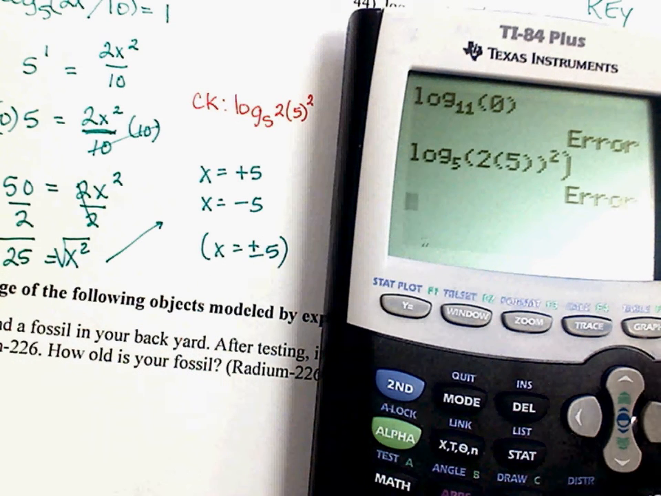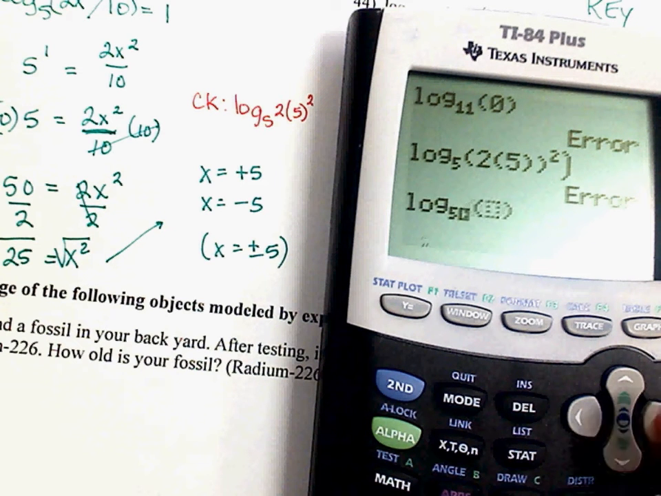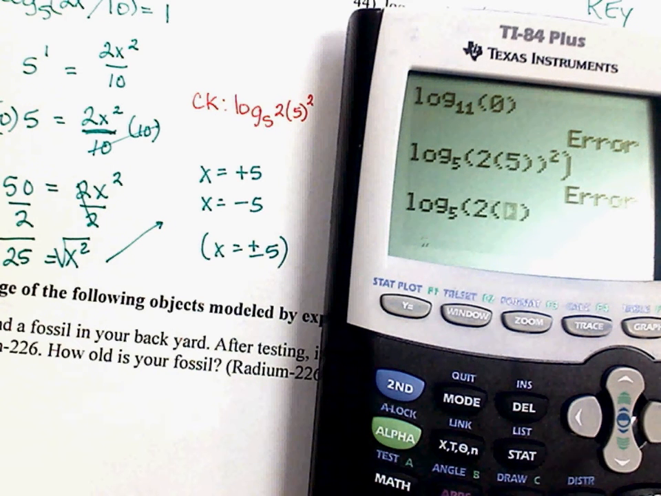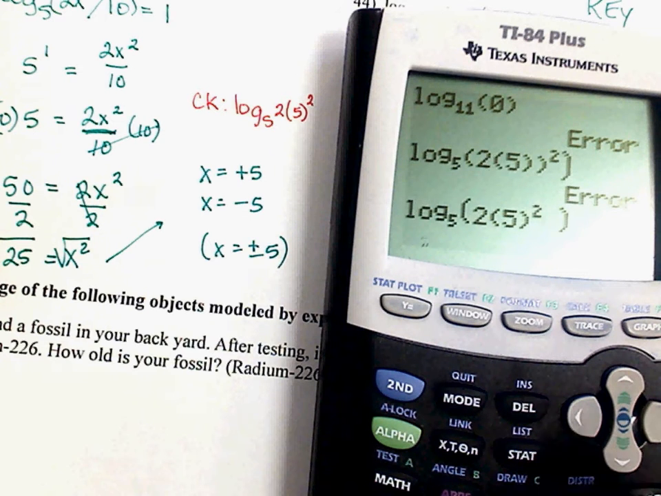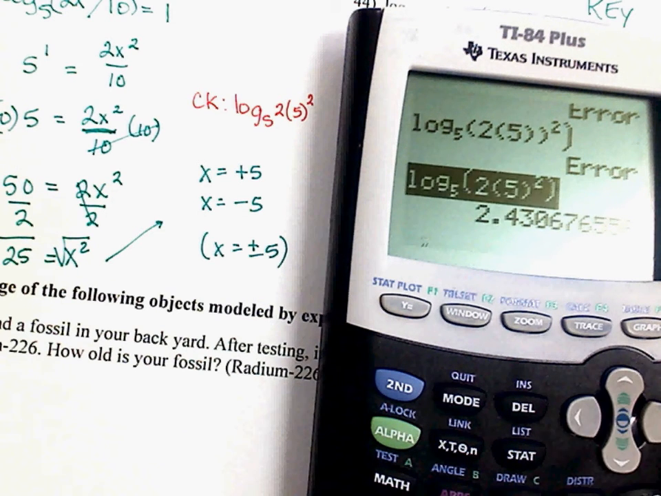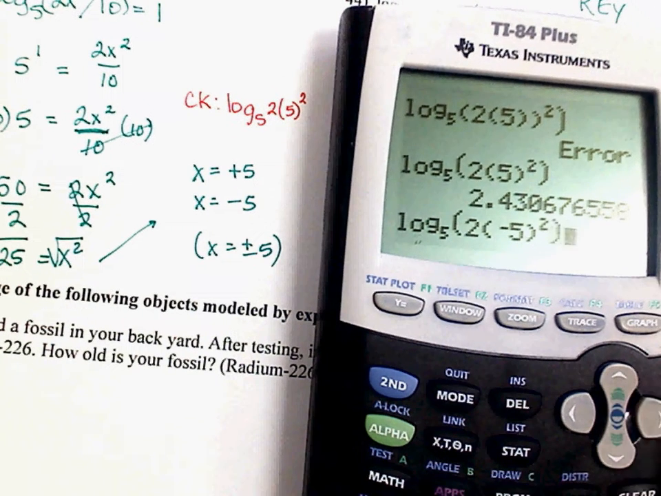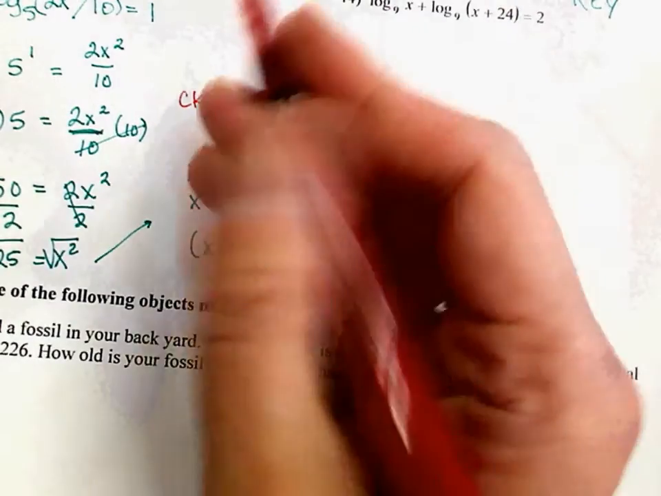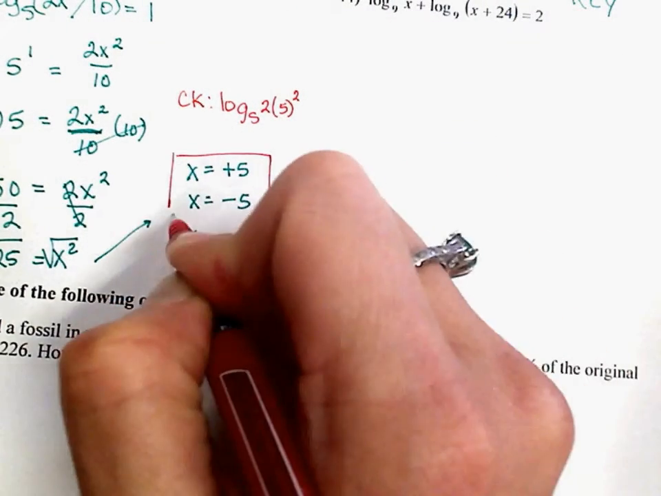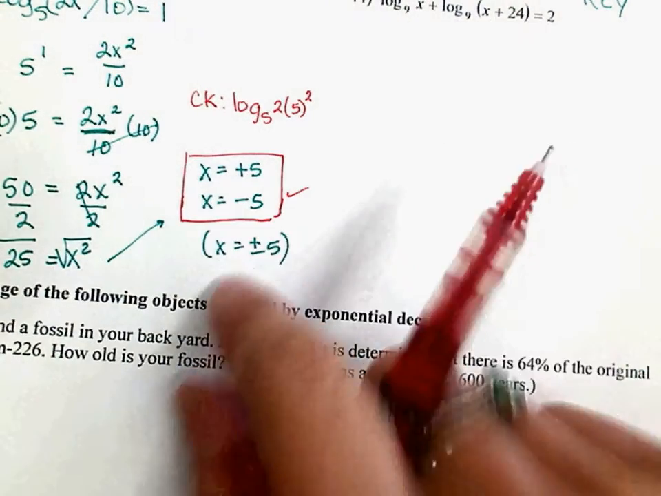Okay, I knew that didn't look right. Let me try this again. 5 squared is 25. So alpha window, number 5. Base is 5. 2 parentheses 5 squared. Just like that. Okay, there you go. See, I have a whole number, and that works. Now, what if I did it with a negative? Negative 5 parentheses. Okay, they both work. So, this one has 2 answers, and they both work. You can write it like that, or you can write it like that.